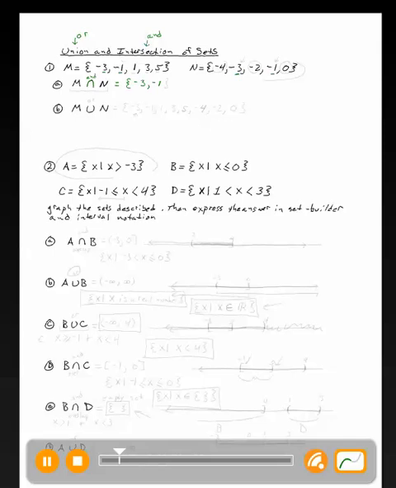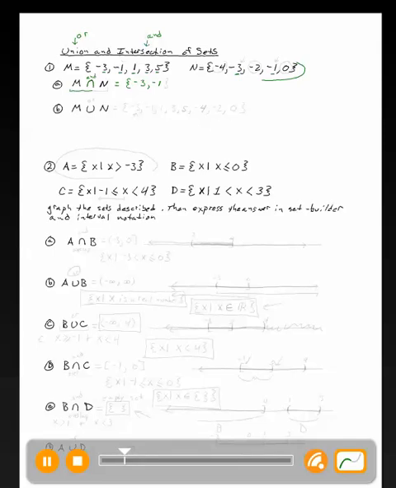Then I move on to the next element of M, which is 1. And you'll notice that 1 is not anywhere in my set N. So it's not included in the intersection. The next element of M is 3. Once again, it's not in N, so it's not in the intersection. And then the last element of M is 5. Once again, 5 is not in N, so it's not in my intersection.